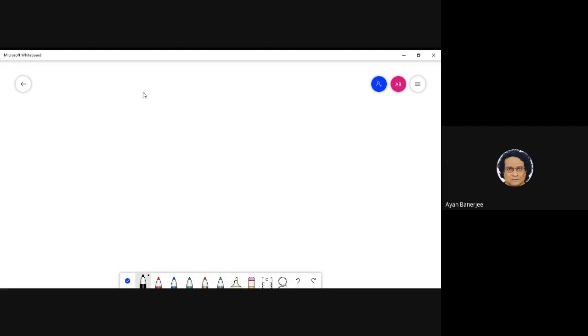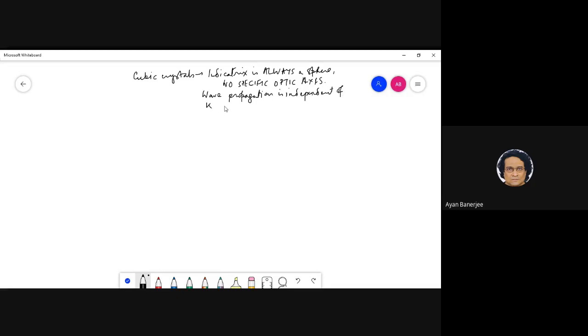So basically, if you think of cubic crystals, very clearly the indicatrix is always a sphere, and there is no specific optic axis. This is extremely important. Therefore, it is very clear that the wave propagation is independent of k and D direction. So independent of what kind of intersection you have with the angle with respect to the crystal, that does not make any difference at all.